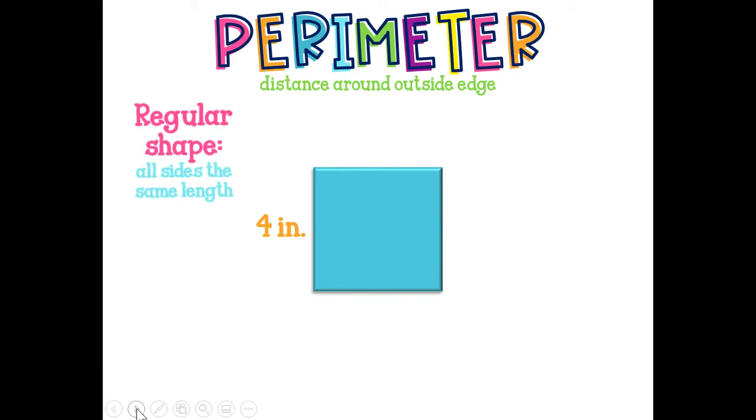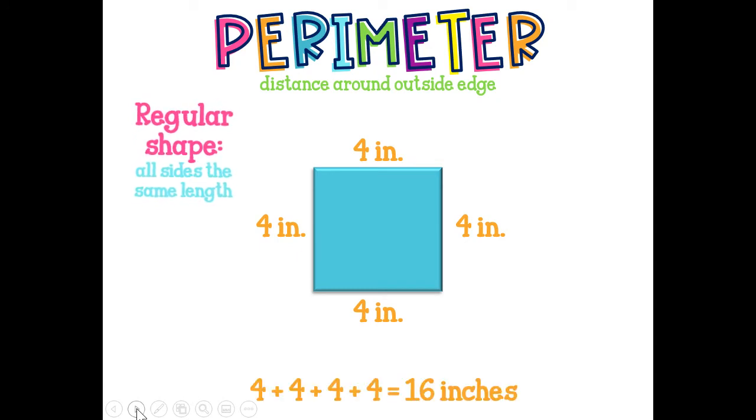They're all the same. So if the left side is 4 inches, then I know the top, the right, and the bottom are all going to be 4 inches as well, because it is a regular shape and all sides are the same length. Now that I have all of my side lengths, I can add them all up to find the perimeter. 4 plus 4 plus 4 plus 4 equals 16 inches.